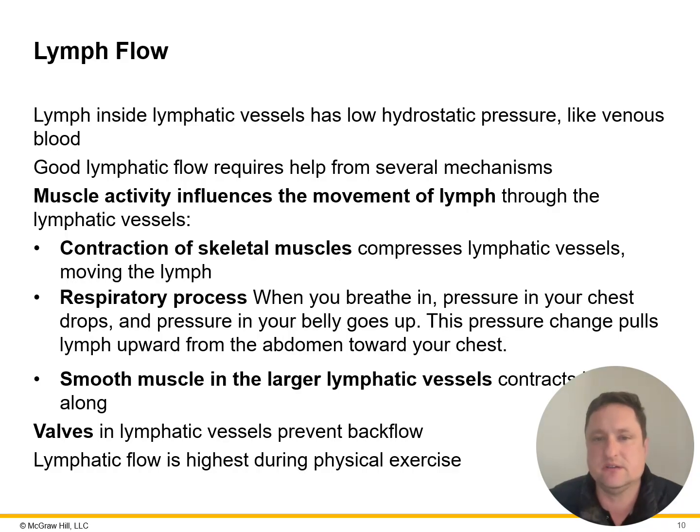Secondly, respiration creates a pressure gradient. When you inhale, thoracic pressure drops while abdominal pressure rises, pulling the lymph upward from the abdomen into the thorax. Basically, think of every breath as a gentle lymphatic suction. Third, the smooth muscle in large lymphatic vessels can contract, adding a slow intrinsic peristalsis. Because these mechanisms are actively dependent, lymph flow is highest during exercise and can stagnate with immobility.